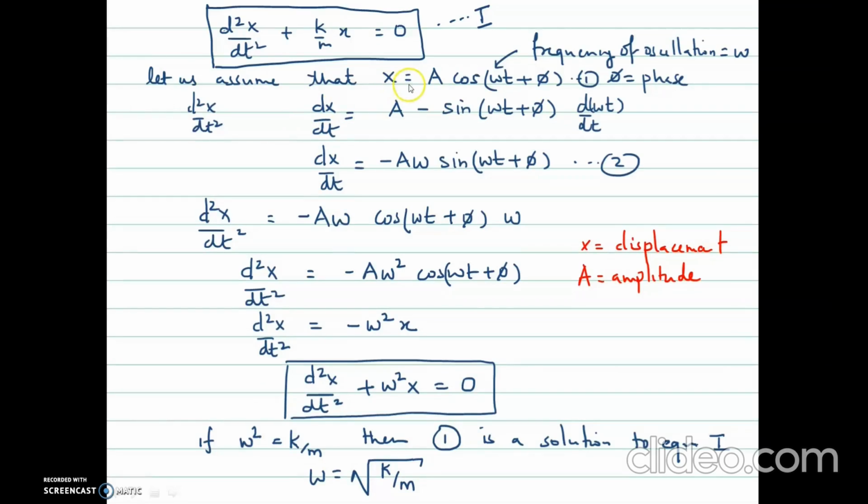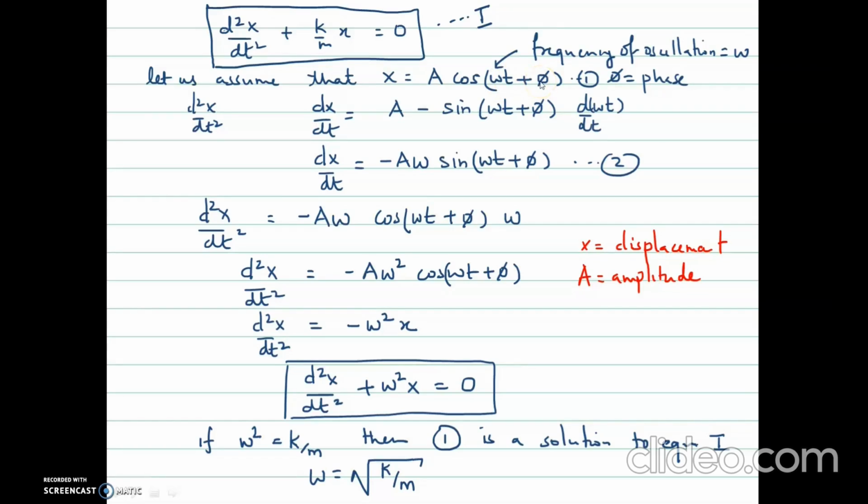Show that this x equal to A cos term is actually a solution to this equation. What we will have to do is plug this x into this equation, and show that the left hand side is equal to 0, which is on the right hand side. So you have your term x, and it is given by some amplitude A times a cosine function of omega t plus phi. Here omega is the frequency and t is the time, and phi is just a phase.